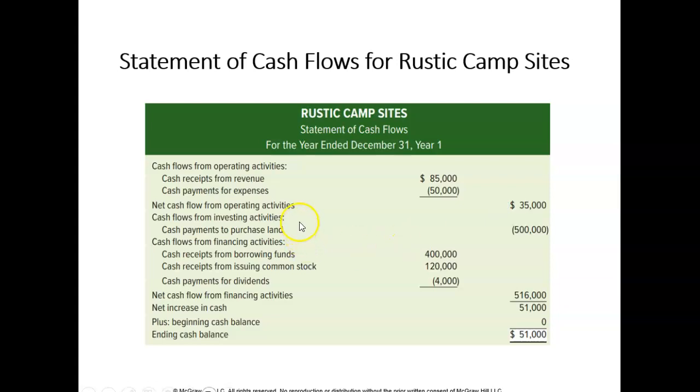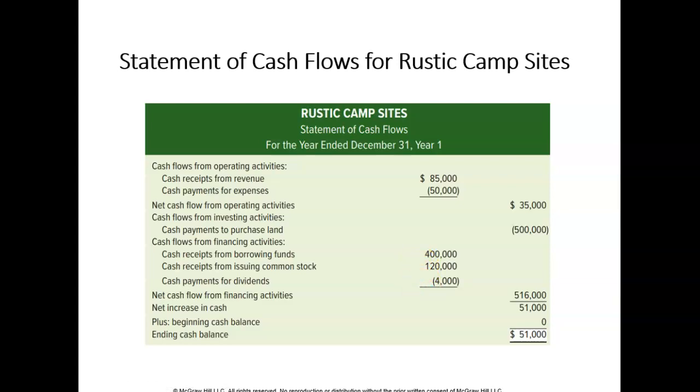From our investing activities, remember we purchased land for $500,000. So from investing activities, our cash account decreased by $500,000. From financing, you borrowed money, $400,000. We issued common stock for $120,000 and paid out $4,000 in dividends.